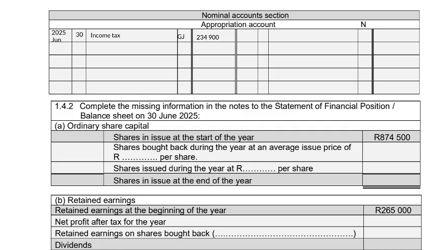Then ordinary share dividends, general journal. That amount is the 99,000 interim dividends declared plus the 160,000 final dividends declared. 99,000 plus 160,000 gives us a total of 259,000 Rand.